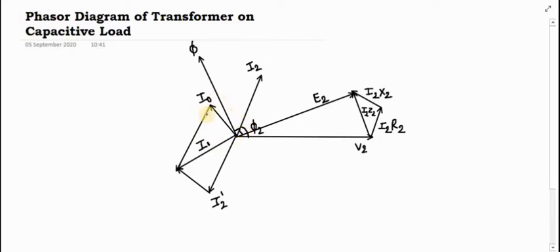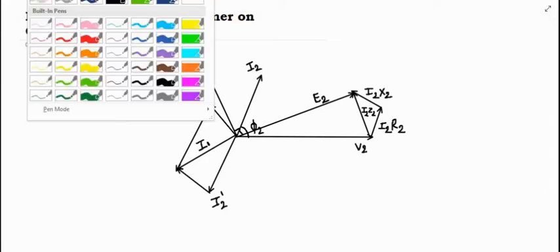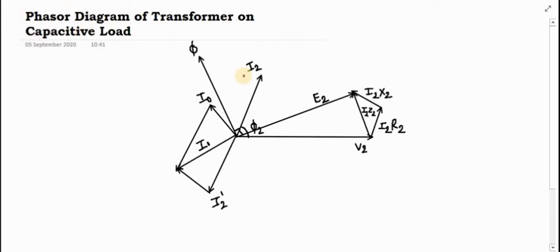Now see students, now what we have to do? Now we have to find out the primary side quantities. Now let us draw the primary side quantities with the red color. First of all, I will draw the self-induced EMF in the primary coil which is in phase with your secondary EMF. So this is your E1. Then I will take this E1 vector on this side in anti-phase with that. So it will become minus E1.